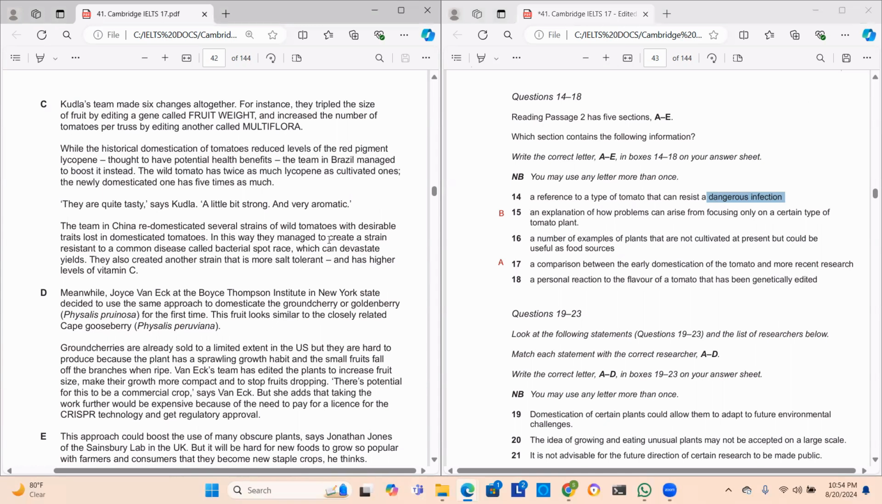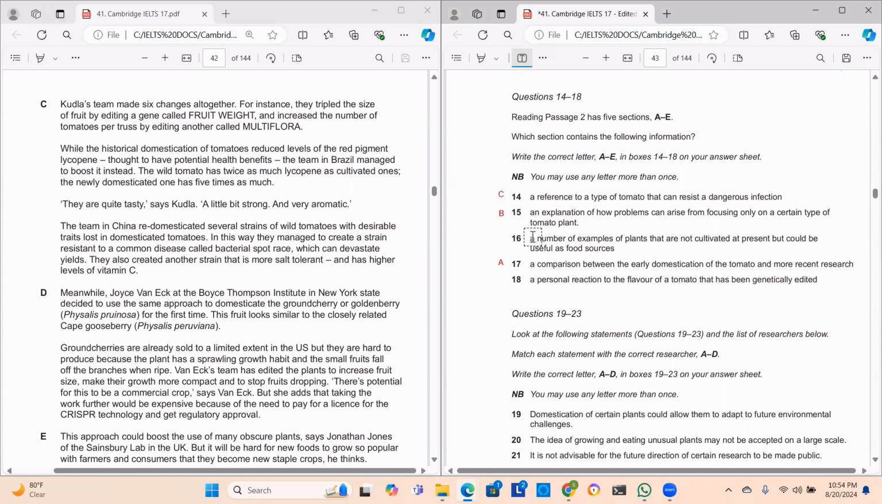In this way, they managed to create a strain resistant to a common disease called bacterial spot rust, which can devastate the yields. Devastating means dangerous. And this is an infection, disease, common disease, infection. So they are the synonyms. Yes, it is matching. A reference to a type of tomato. Yes, this is the one. So I think C is clear, right? So here it is mentioned in paragraph C, and C should be our answer for this one.